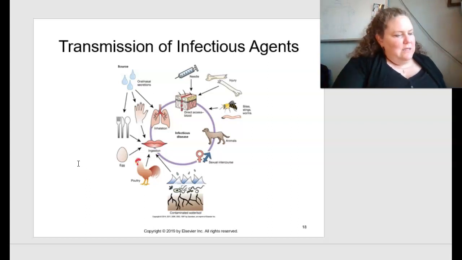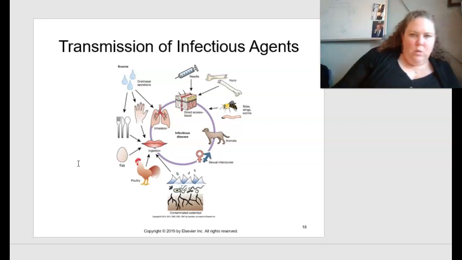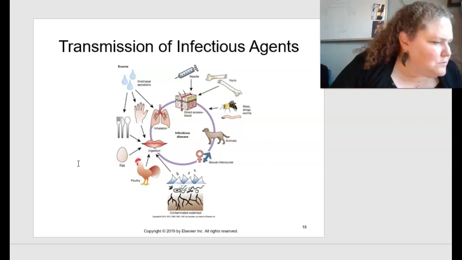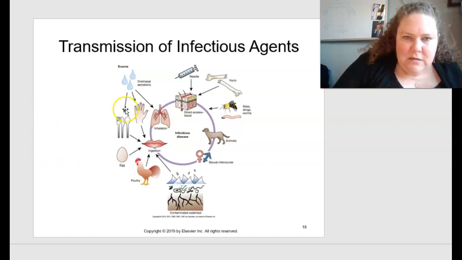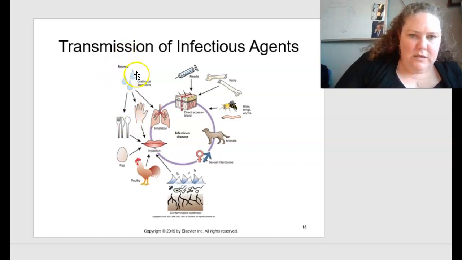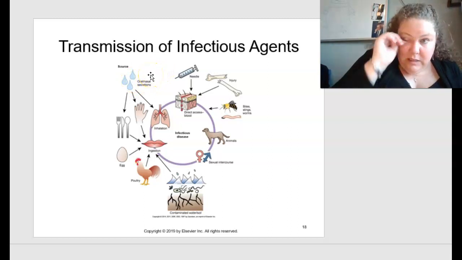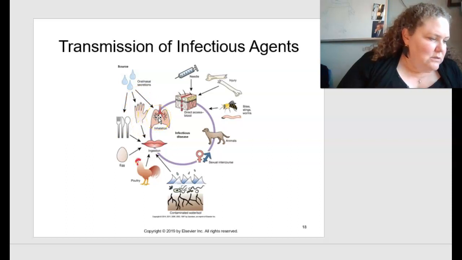So when we look at this diagram, this is the transmission of the infectious agents. This is on page 101 of your book, figure 6.13. It shows different ways that they can be spread. You have the source here, where you can get it excreted by the oral or nasal secretions. Then that can get contact with utensils, your hands, or your lungs, right?